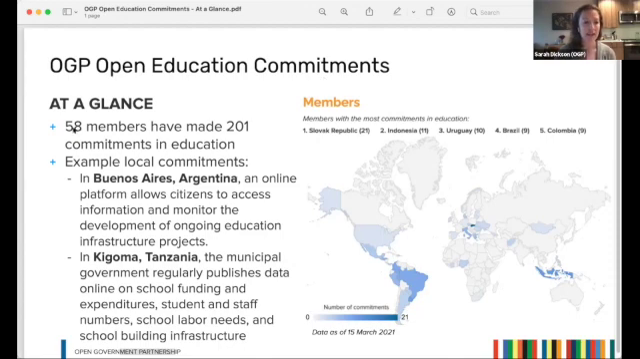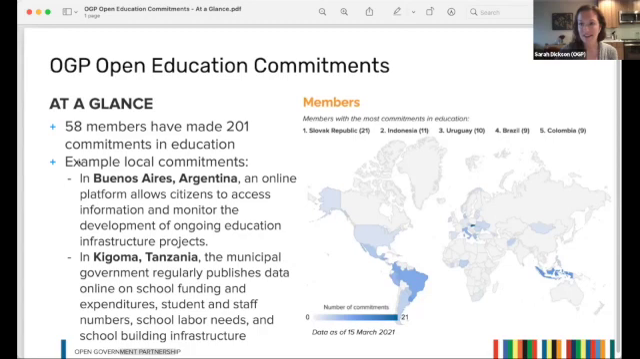We have 58 OGP members, both national and local, who have made over 200 commitments in education. You can see on the map here some of the OGP members who have made the most commitments in this area, and it's a pretty good regional spread. Unlike some of our other themes where we have one region who's the leader in focusing on a commitment area, this has been across the map.